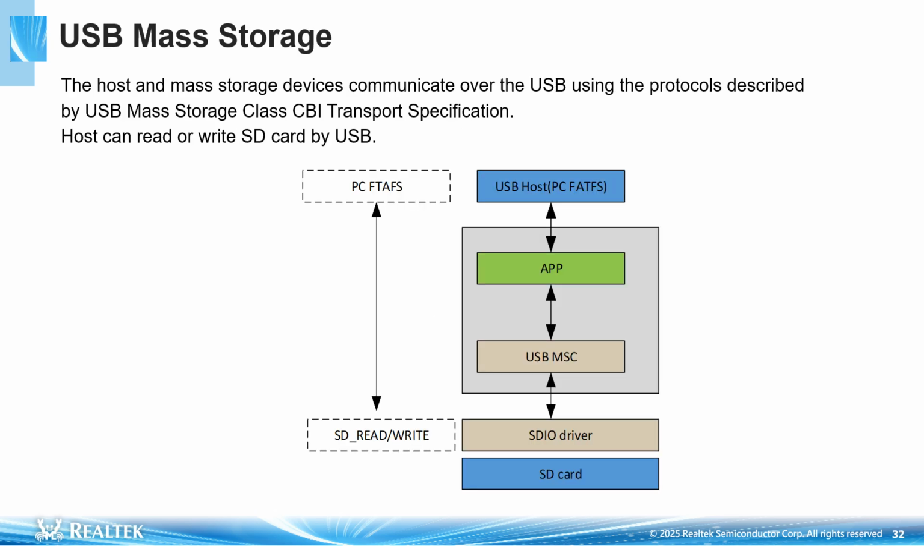Next, we will introduce the USB mass storage part. The host and mass storage devices communicate over the USB using the protocols described by the USB Mass Storage Class CBI Transport Specification. These protocols are based on the command/data/status style of communication. That is, the protocol transports command blocks from the host to the device, transports data between the host and device, and transports status of the command block from the device to the host.